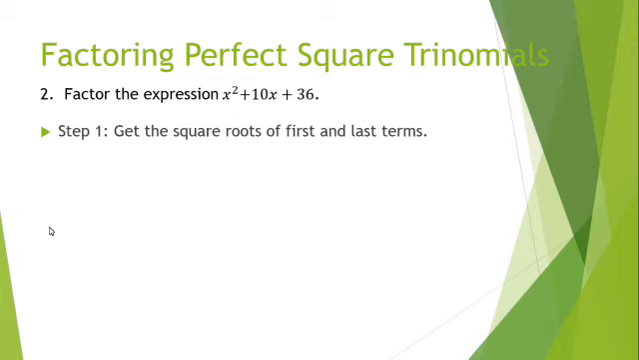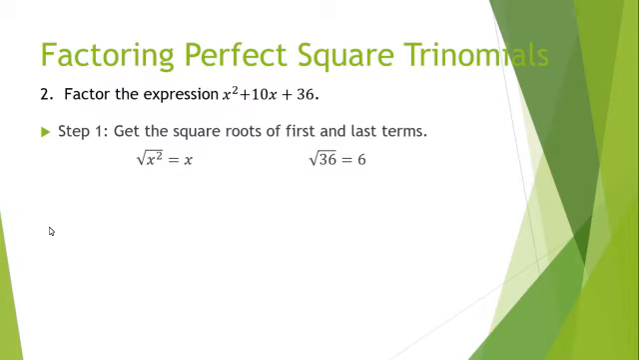Getting the square roots of these terms, we have square root of x squared equals x, and the square root of 36 equals 6. Now, notice the two arrows. It indicates where the terms x squared and 36 came from.